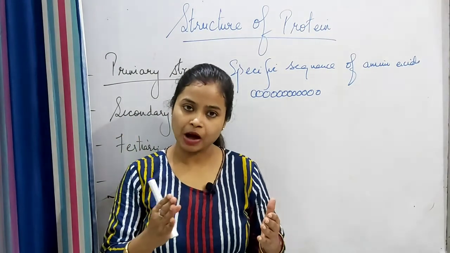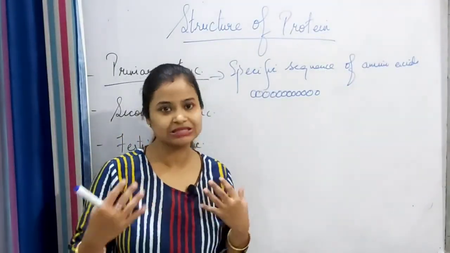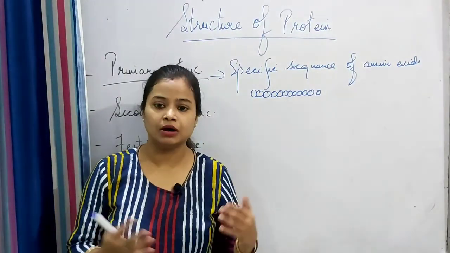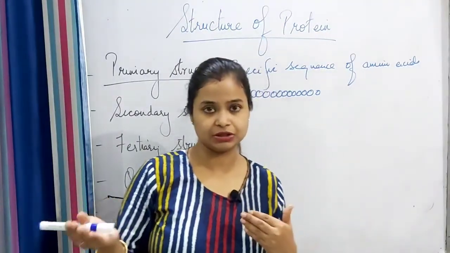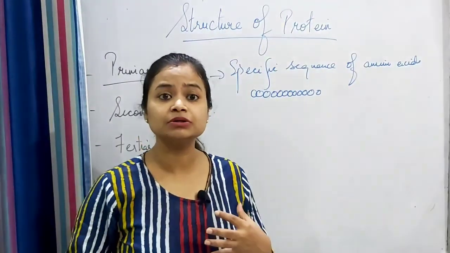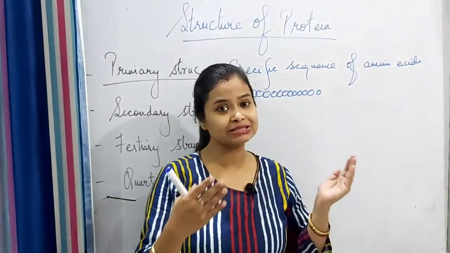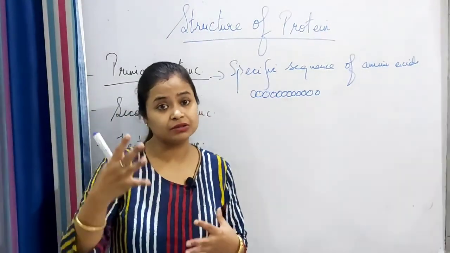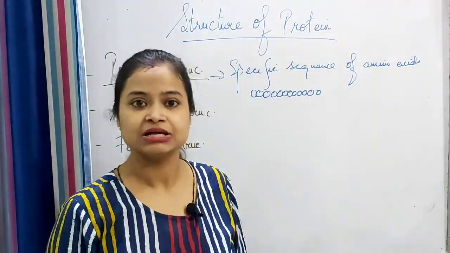So that was all about the different levels of structure of proteins: primary, secondary, tertiary and quaternary, where the secondary structure is classified further into alpha helix and beta pleated. By the figures and diagrams, I hope you are very clear with these structures.